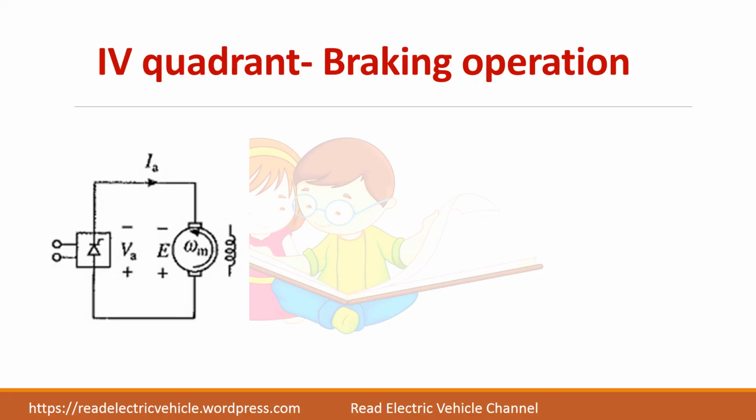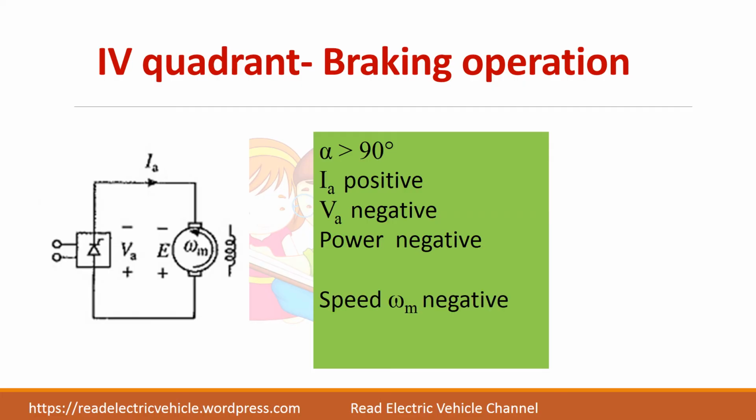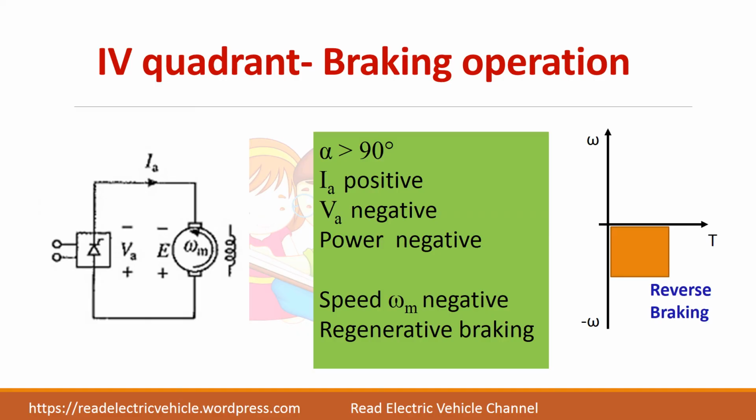Next we will see braking mode. We know for braking mode alpha should be greater than 90 degree. So voltage will be negative but current will be always positive. So power is negative. For inverter mode we have to change the polarity of E. So speed will be negative and you can do regenerative braking in this mode. So let us draw the waveform for this mode also.